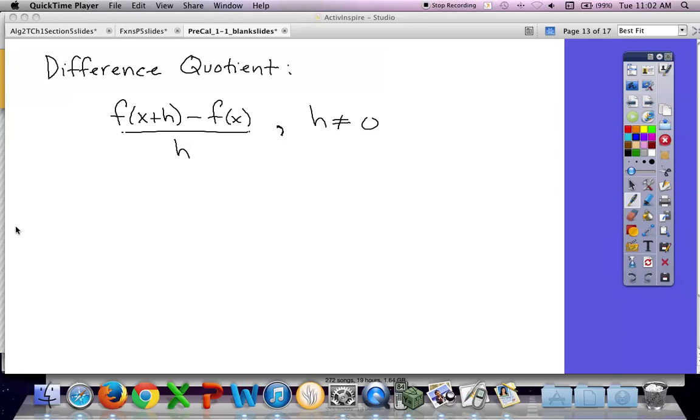Okay, a difference quotient. What does difference mean in math? Subtract. What does quotient mean? Divide. So a difference quotient is a difference in the numerator, and then the whole thing is a quotient, right? Why does it say that h does not equal 0? Right, because you would not want to divide by 0.